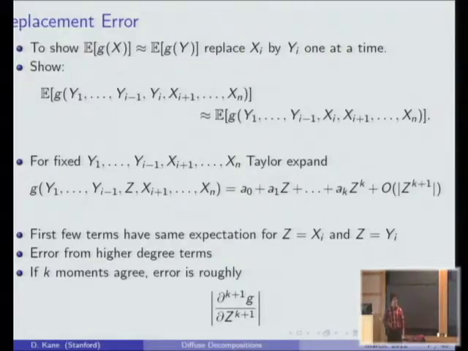Yes, there's a dependence on k. And so that means that if xi and yi agree to higher order moments, you can often end up with a better final result.